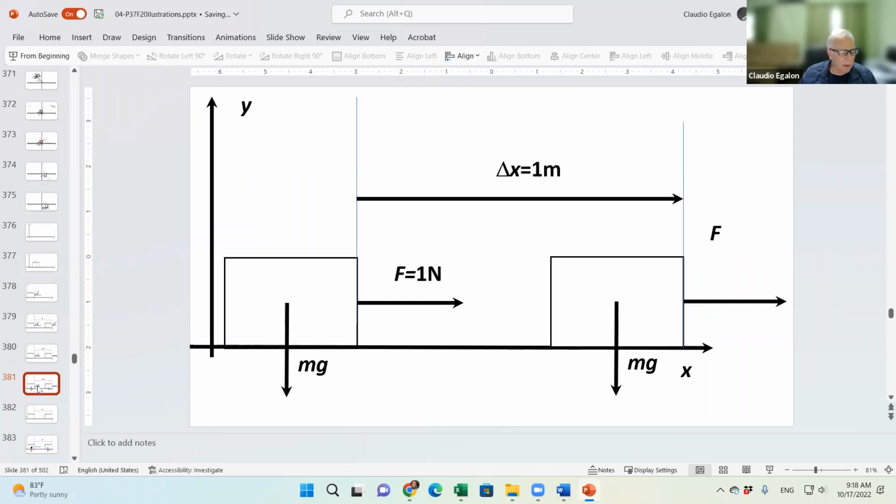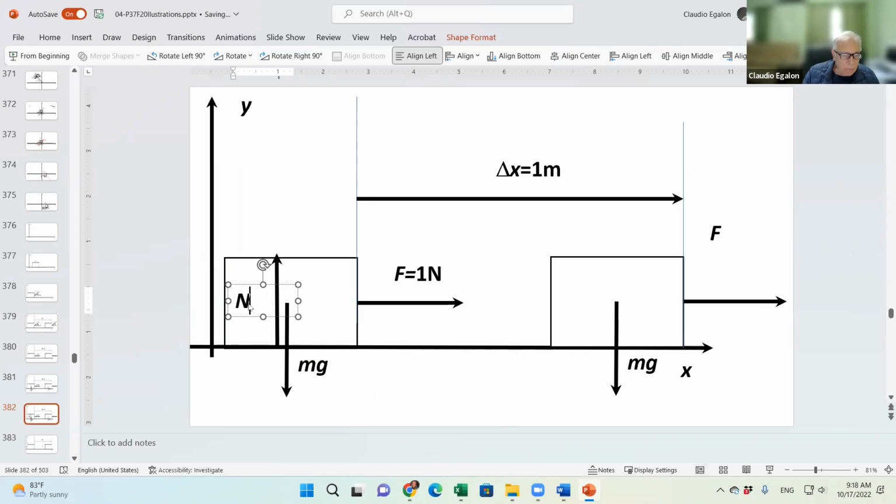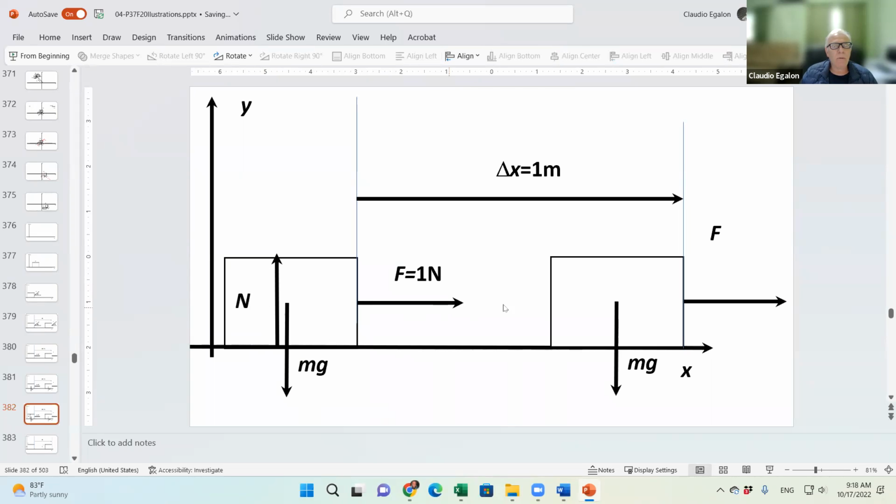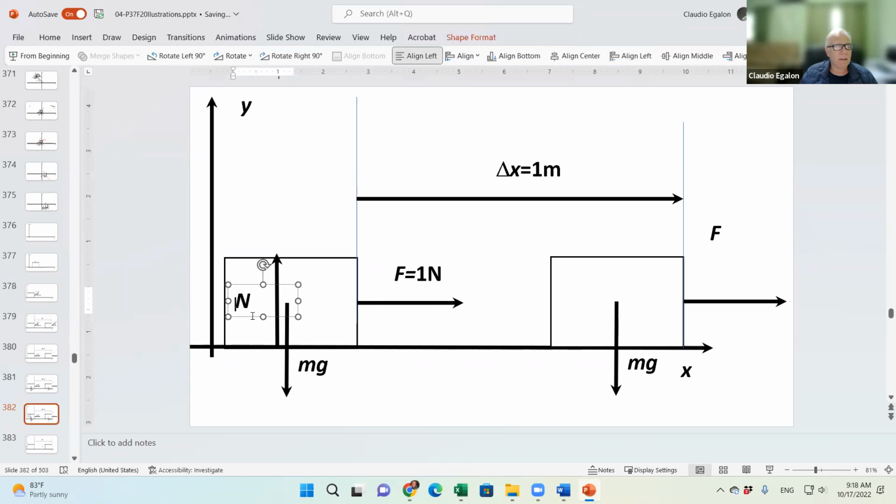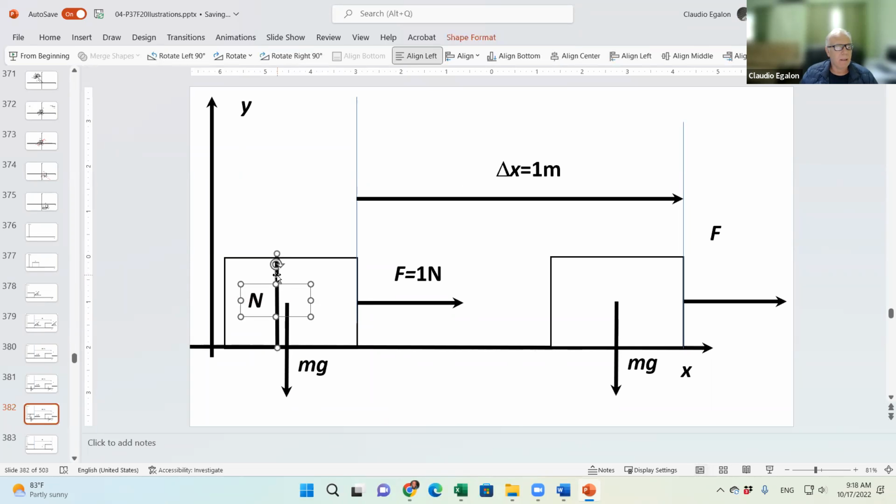Similarly, the work done, not by the weight now, but by the normal, which by the way is anti-parallel to the weight, is going to be 0 as well, because this normal force is perpendicular to the displacement. Here you go.